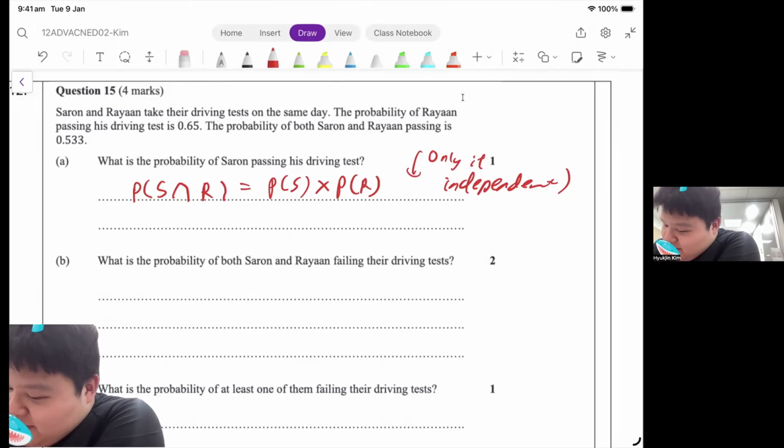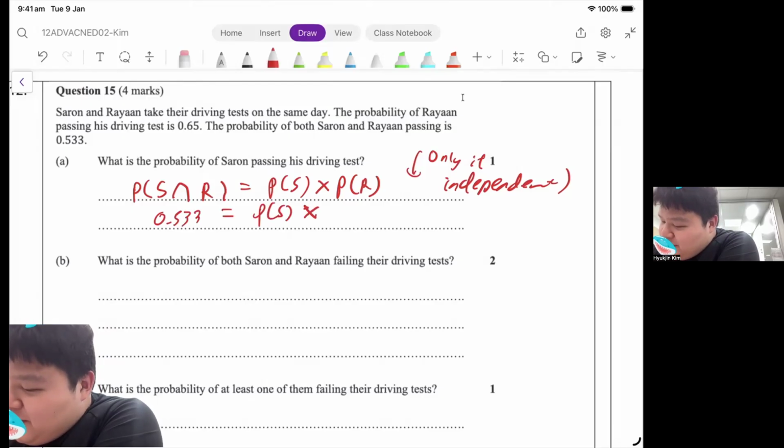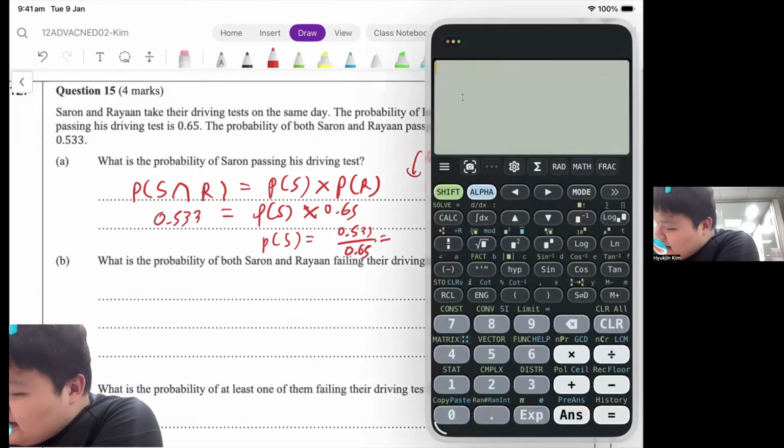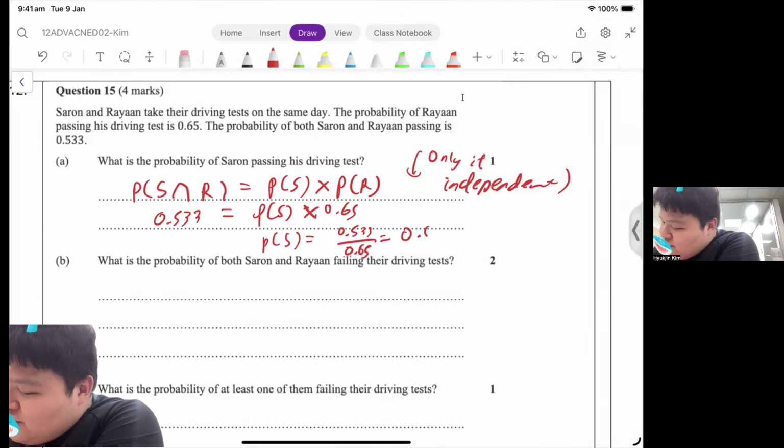Anyhow, so we know both of them passing is 0.533. We know probability of Saron is what I'm trying to find. We know probability of Ryan is 0.65. So probability of Saron is 0.533 over 0.65, which is the same as 0.533 divided by 0.65, 0.82. Better driver than Ryan.